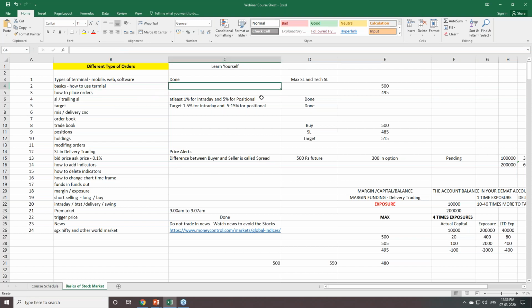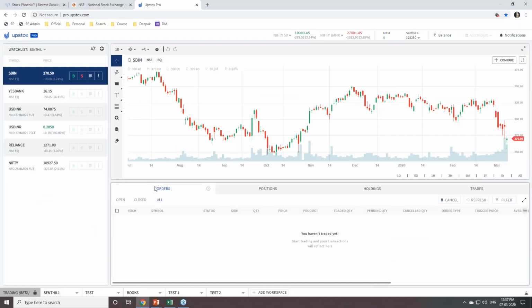So we have seen how to use the terminal, and how to place orders, I'll come back to that. Before that, we will see what the order book is. You can see here the number of orders we have placed, the orders which are executed and the orders which are yet to be executed, which will be available here. The orders which are executed will be available here. That is the traded quantity, which cannot be modified.